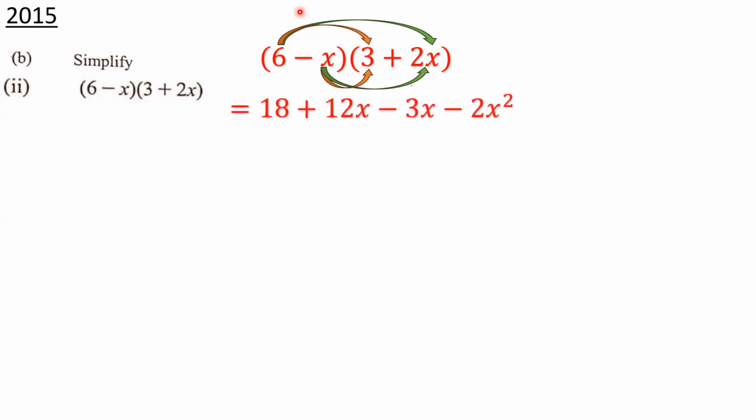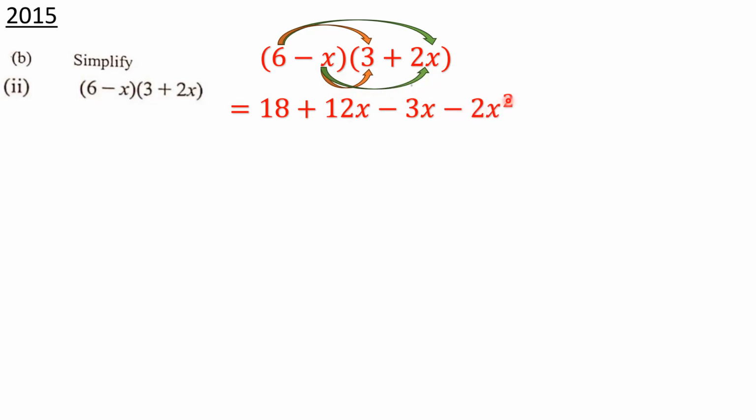So we have 6 multiplied by 3, which gives us 18. Then we have 6 multiplied by 2x, which gives us 12x. Then we have negative x multiplied by 3, which gives us negative 3x. Then we have negative x multiplied by 2x, which gives us negative 2x squared.